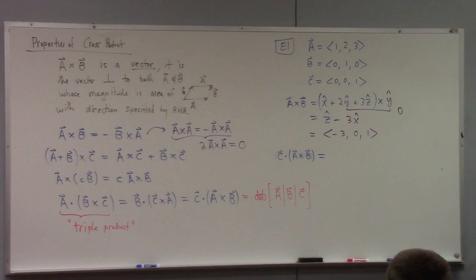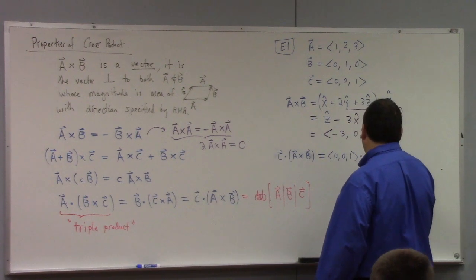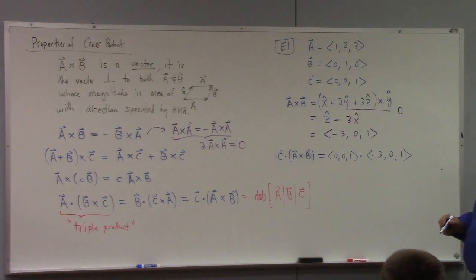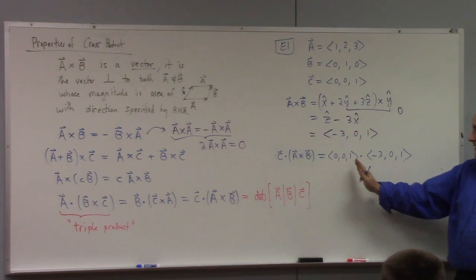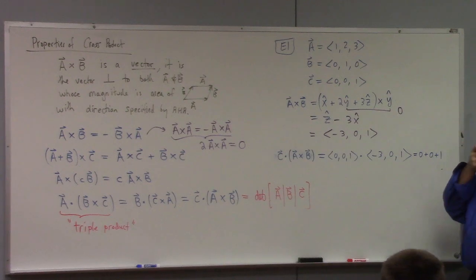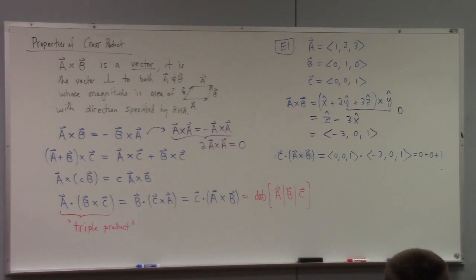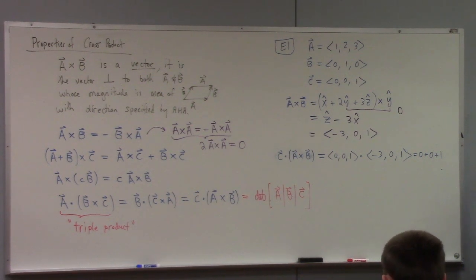So what's C dot A cross B? In other words, we've got 0, 0, 1 dot product with minus 3, 0, 1. We calculate the dot product, x times x plus y times y plus z times z, talking about components. So you get 0 plus 0 plus 1. So it's just 1. The triple product here is 1. And if you were to calculate the determinant of 1, 2, 3, 0, 1, 0, 0, 0, 1, you would also get 1.